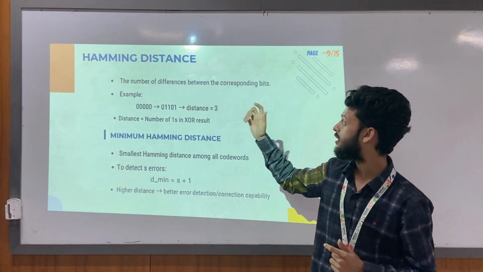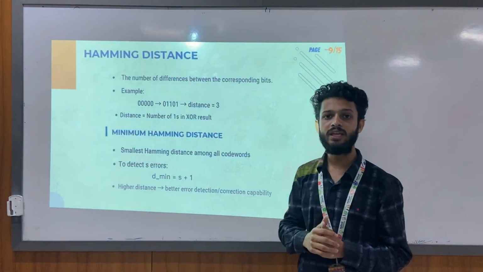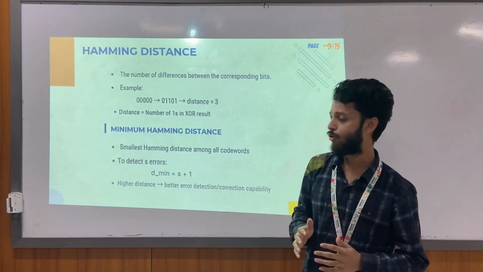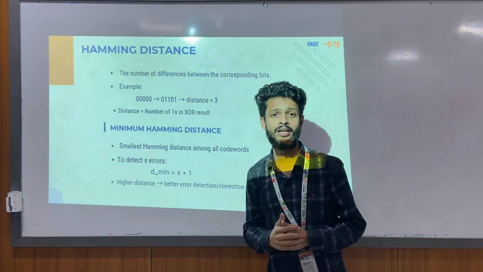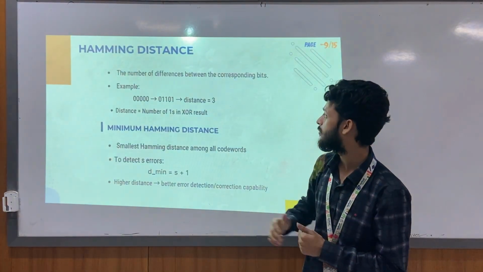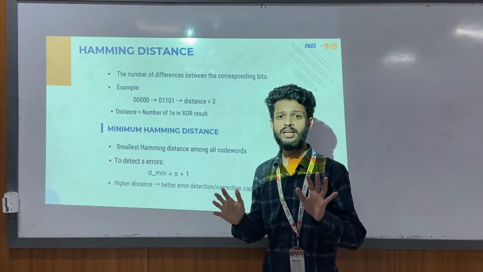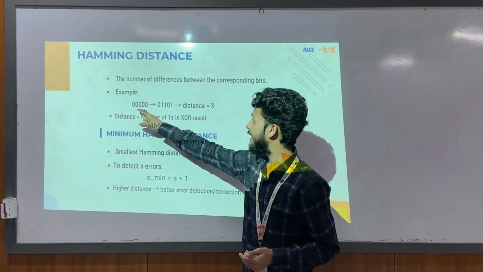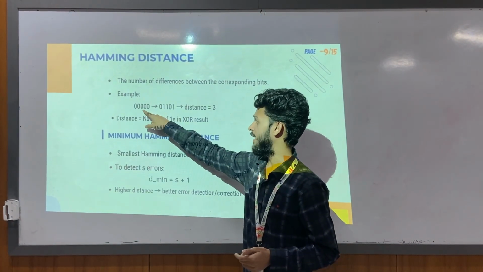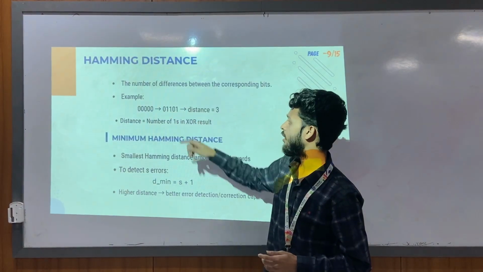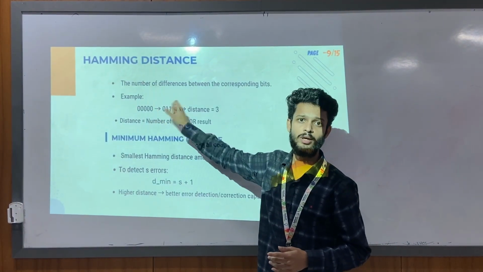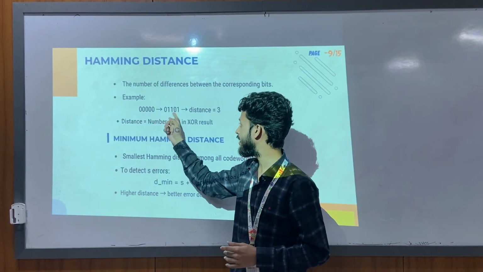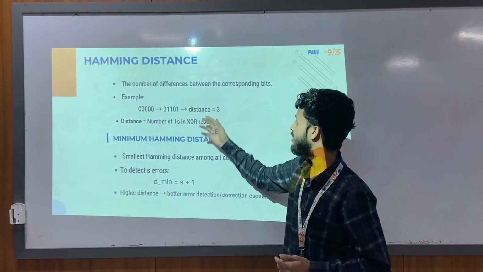To determine Hamming distance, we count the number of differences between the corresponding bits of two words. For example, if the code word from the sender is 0000 and the receiver gets 0101, then we can find the distance. Why? Because we can see here 0 is replaced by 1, and here 0 is replaced by 1, and also here 0 is replaced by 1. So there are 3 differences between the sender and receiver. That's why the distance is 3.